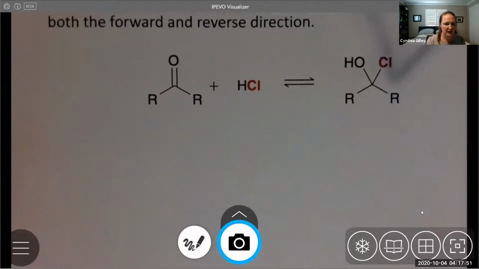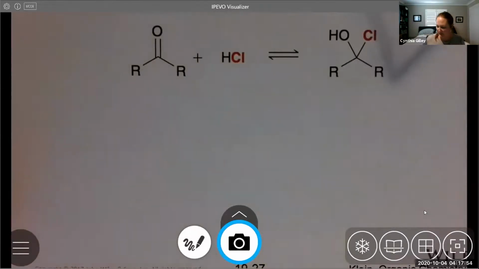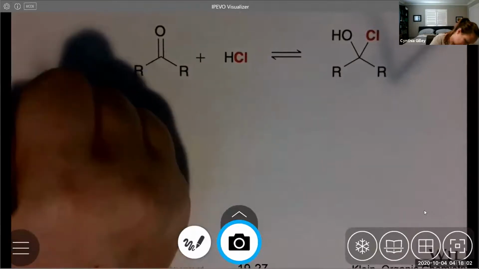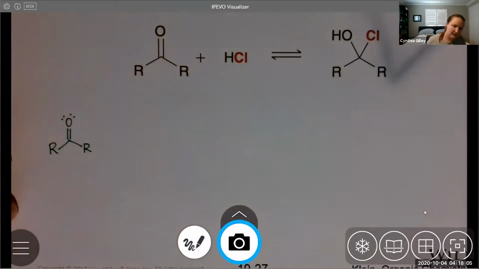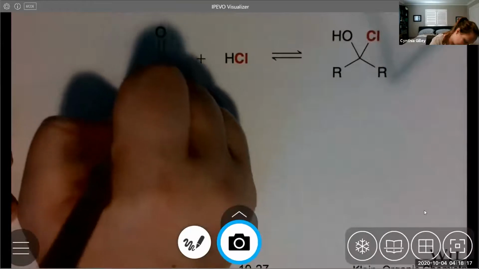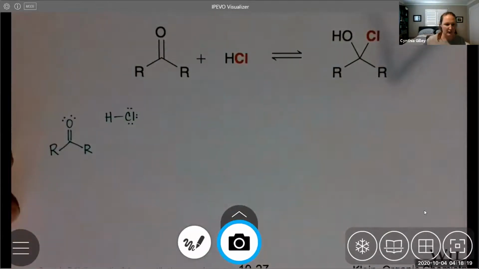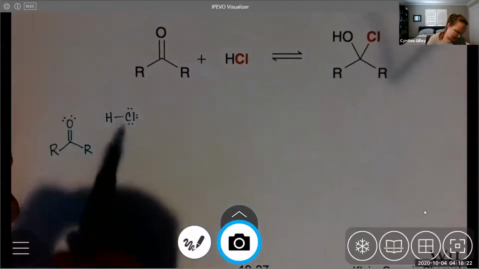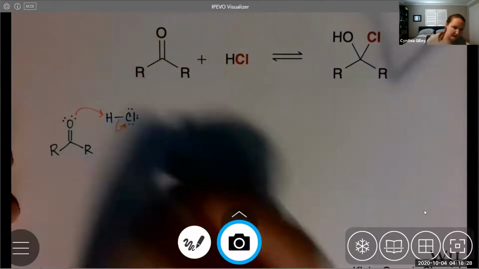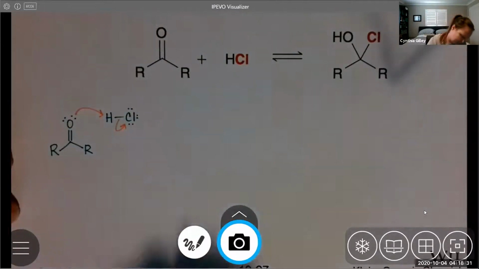Okay, so we're going to be drawing the mechanism in both the forward and the reverse direction. Whenever I'm drawing a mechanism, I like to draw in all the lone pairs, so that I can potentially use them to start an arrow to draw the mechanism. I'm also going to be drawing HCl and the 3 lone pairs on the chloride. So the first step, because we're under acidic conditions, is protonation of the oxygen of the carbonyl using the acid.